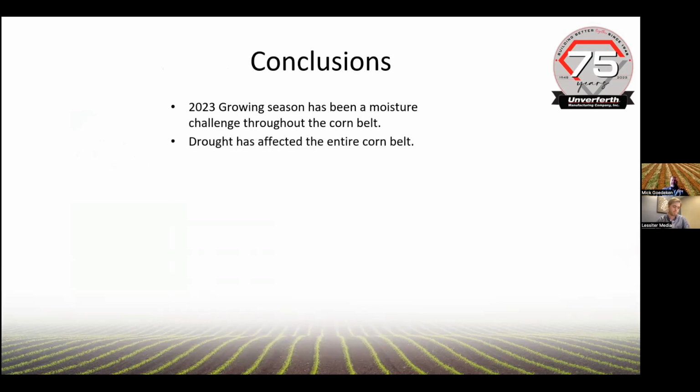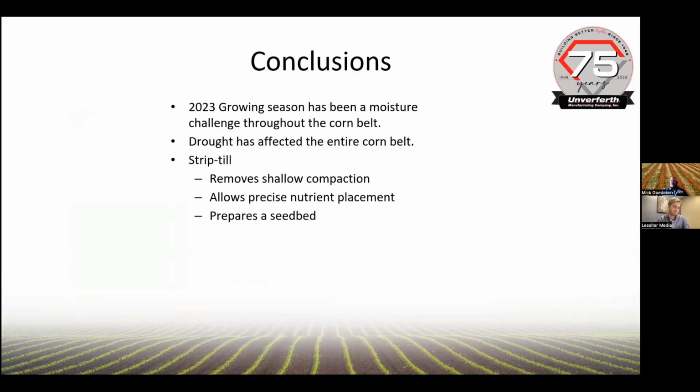Drought has affected the entire Corn Belt in some way, shape, or form this growing season. We definitely know that. Strip till does remove a shallow compaction layer. It allows precise nutrient placement and prepares the seed bed for us.